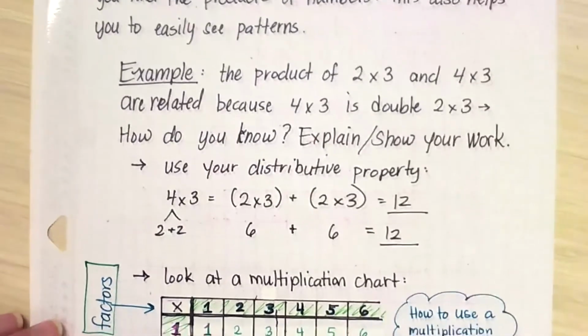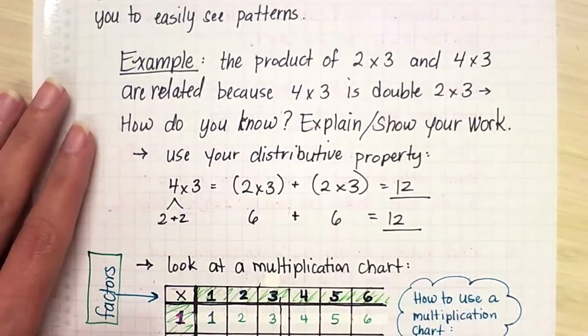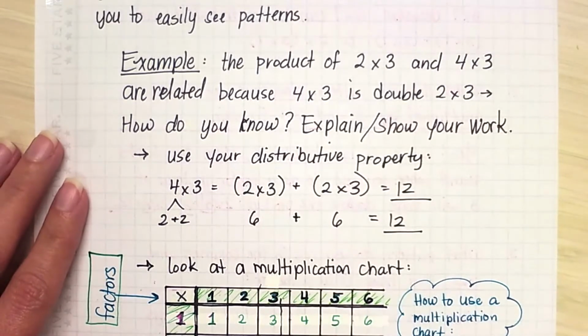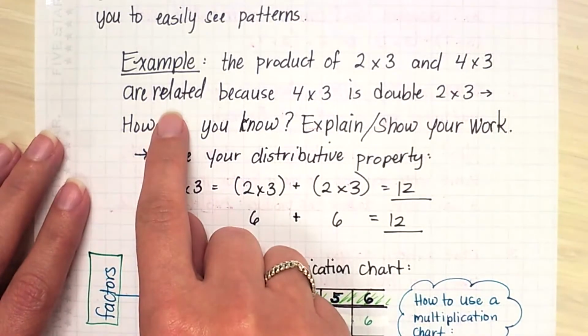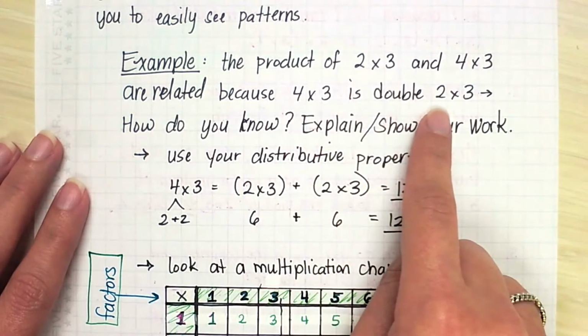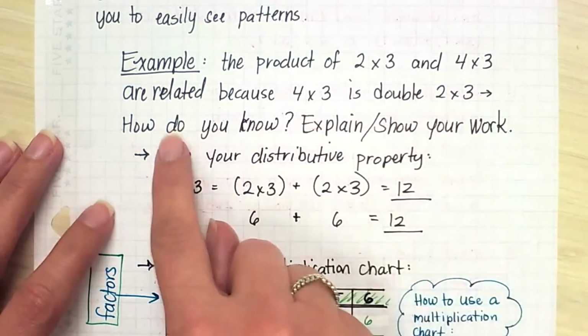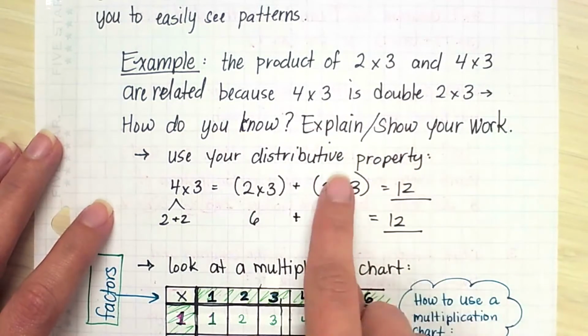Now, taking a look at our notes, the example that I gave you guys is the product of 2 times 3 and 4 times 3 are related because 4 times 3 is double 2 times 3. So how do you know this? Explain and show your work.